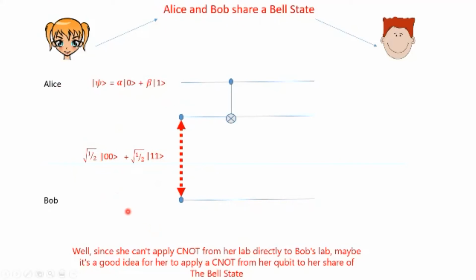And since she can't apply a C-not from her laboratory directly to Bob's lab, maybe it's a good idea for her to apply the C-not gate to her share of the Bell state. So we'll go through it mathematically in a second, but what she does is she sets up a C-not with her qubit, which is in the Bell state. So there's no channel involved here because it's all in the one laboratory. So let's look at the maths.